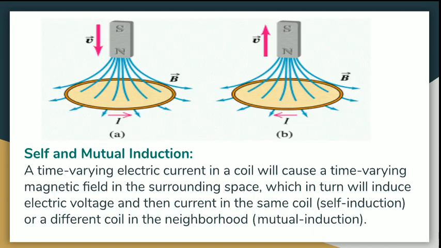Self and mutual induction. A time-varying electric current in a coil will cause a time-varying magnetic field in the surrounding space, which in turn will induce electric voltage and then current in the same coil or a different coil in the neighborhood.